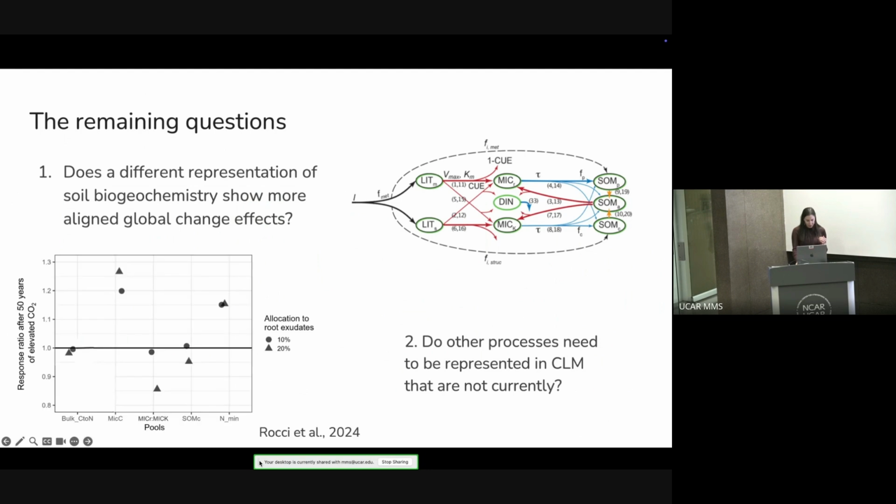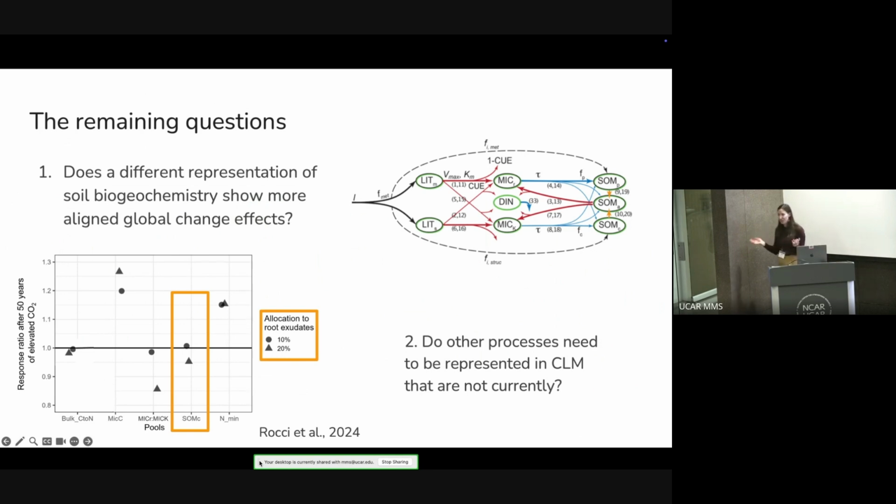And so we published a paper last year, which did kind of a toy attempt at this, where we looked at the response ratio of various pools in MIMICS to elevated CO2. And you have to look at this whole plot and understand it, but I just want to point out that when we change the amount of plant allocation through exudates, it changes the response of this soil organic matter pool to elevated CO2.